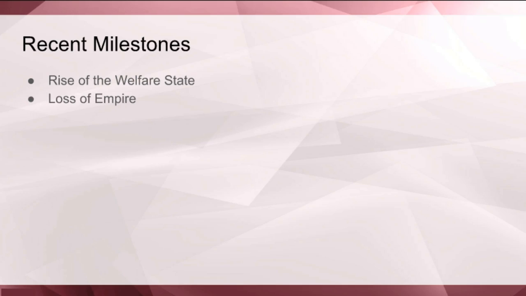Another one is going to be the loss of empire. The United Kingdom prior to World War II had an empire that stretched the globe. After World War II, probably by around 1950, most of that empire was gone. Through the process of decolonization, the United Kingdom turned over governing power directly to the people that lived in those former colonies.